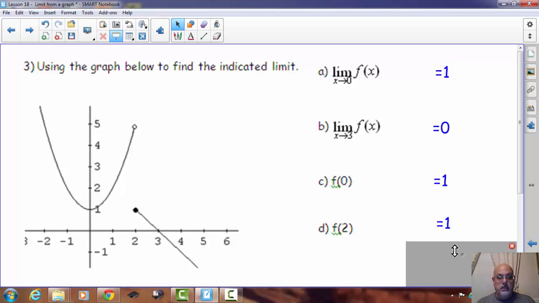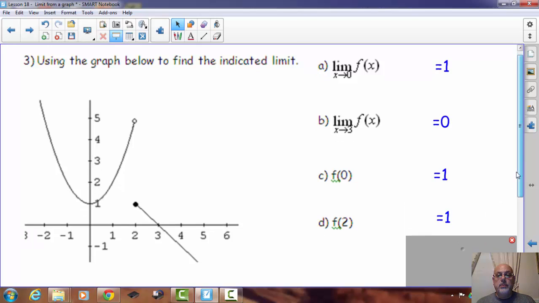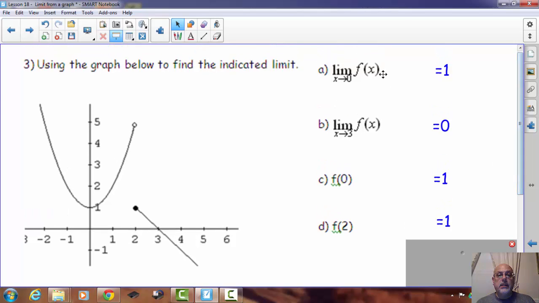it is 1. So it's important to remember when we're looking for the limit of a function, we're trying to get from the graph the value that the function is trying to attain as you approach the value of x that you're given. So keep that in mind.